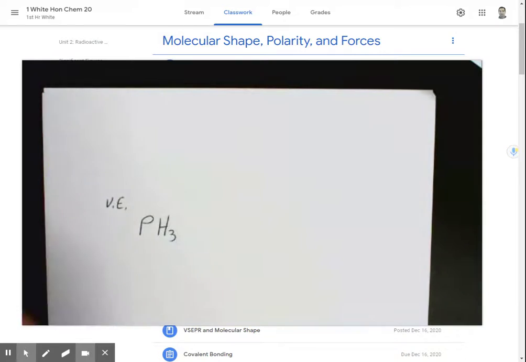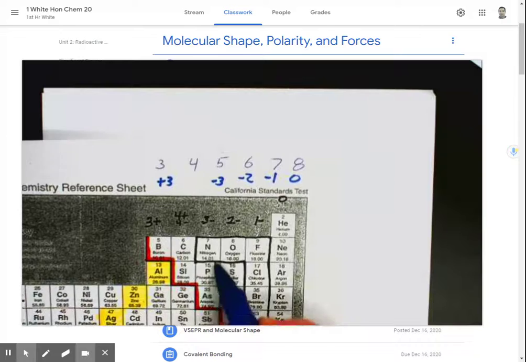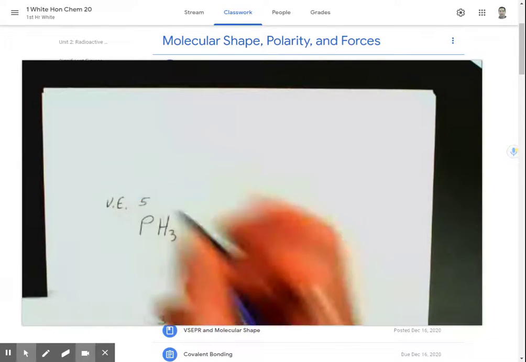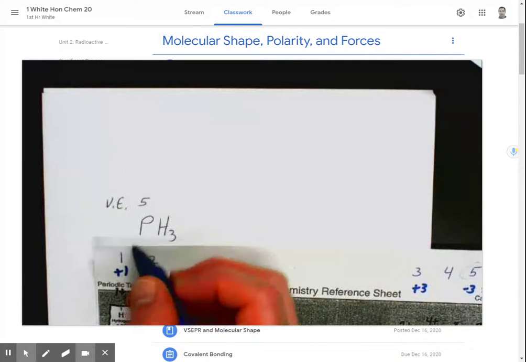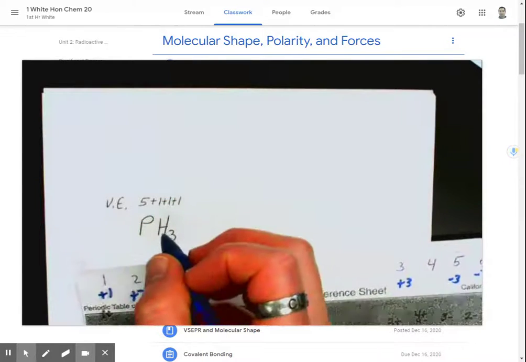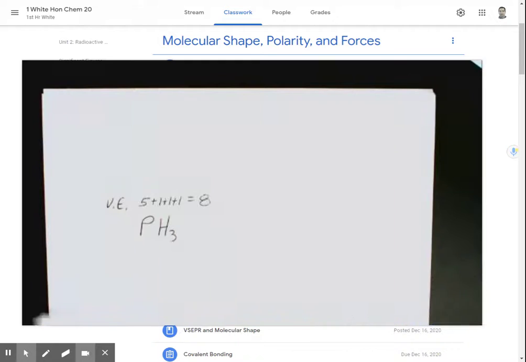So if we go look for phosphorus on the periodic table, we see it's in column 15, it's going to have 5. Hydrogen is in column 1, so it's going to have 1 for each, but notice that we have 3 hydrogens, so we need to add 3. That gives us a total of 8. That's how many need to be in my picture when I'm done.